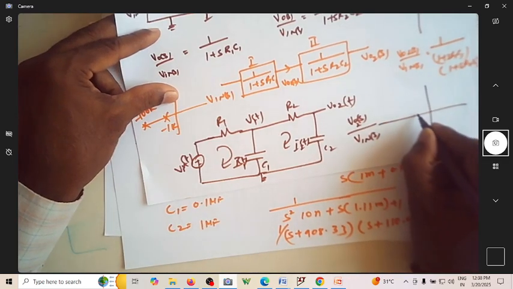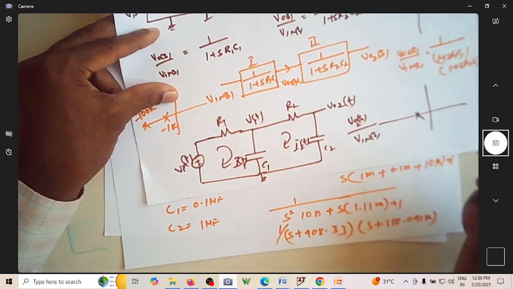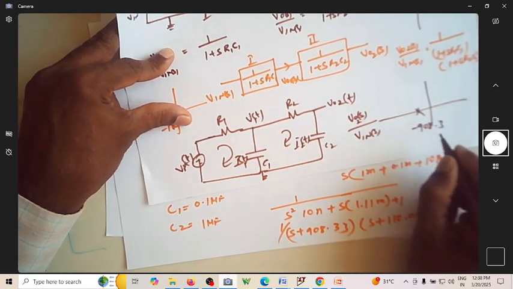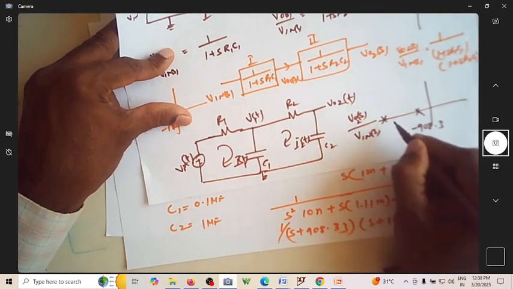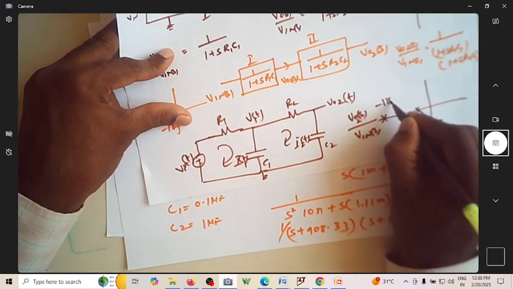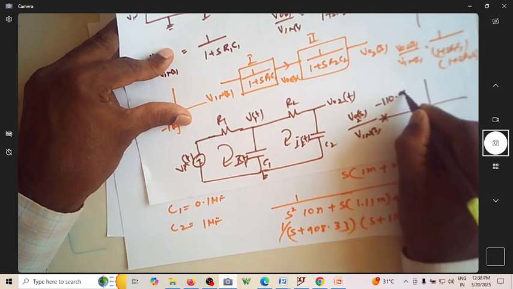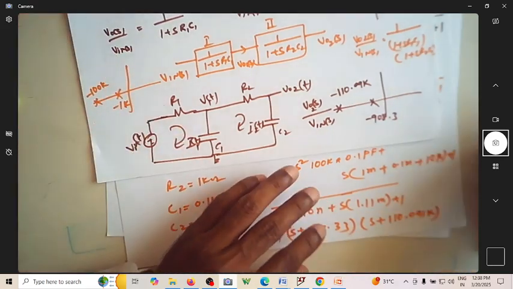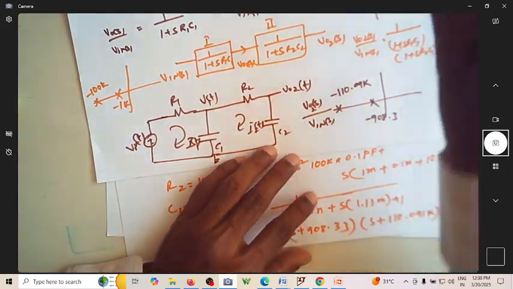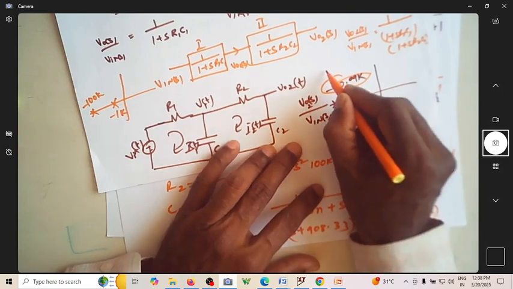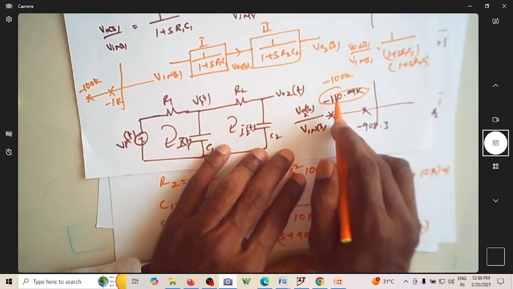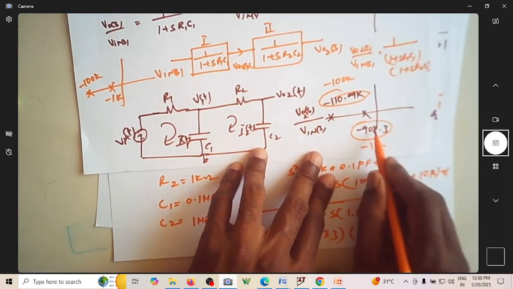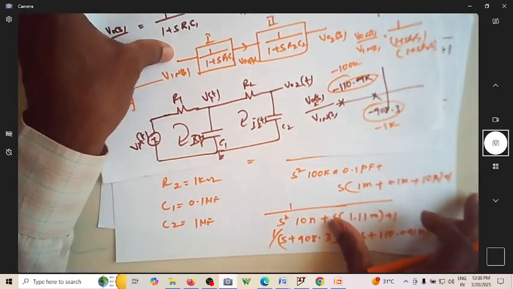The first pole is at minus 908.3. The second pole is at minus 110.09k. Now instead of having it at minus 100k, which it was supposed to be, this has slightly moved away. This was supposed to be at minus 1k, but it is at minus 908.